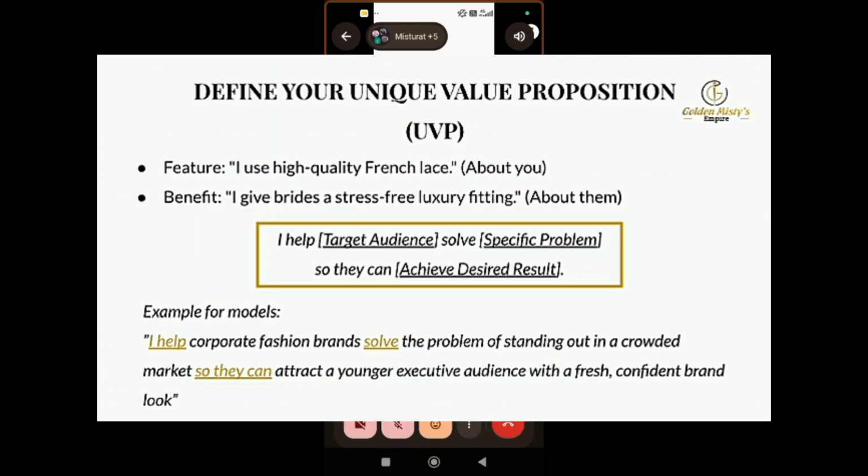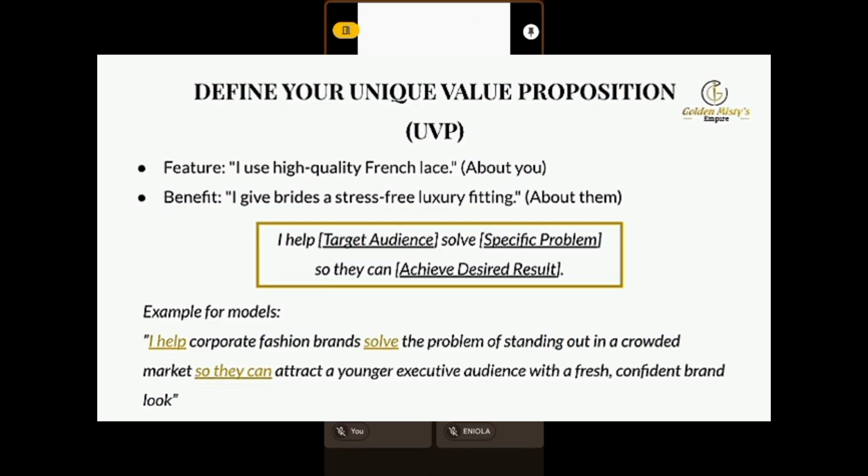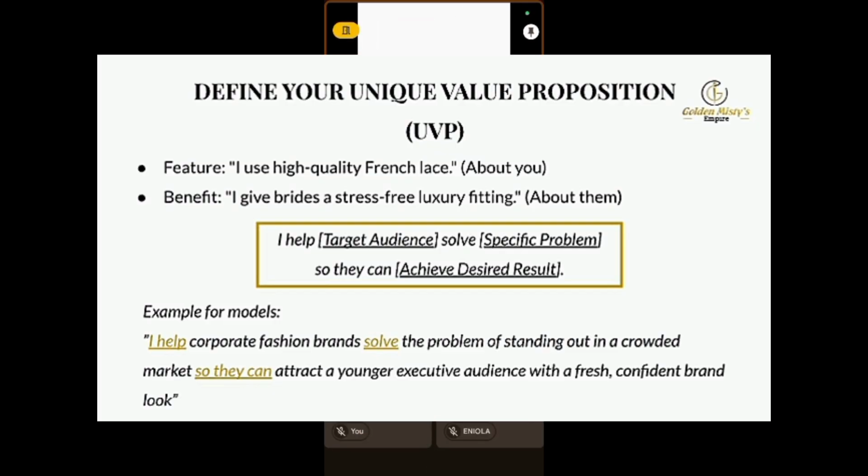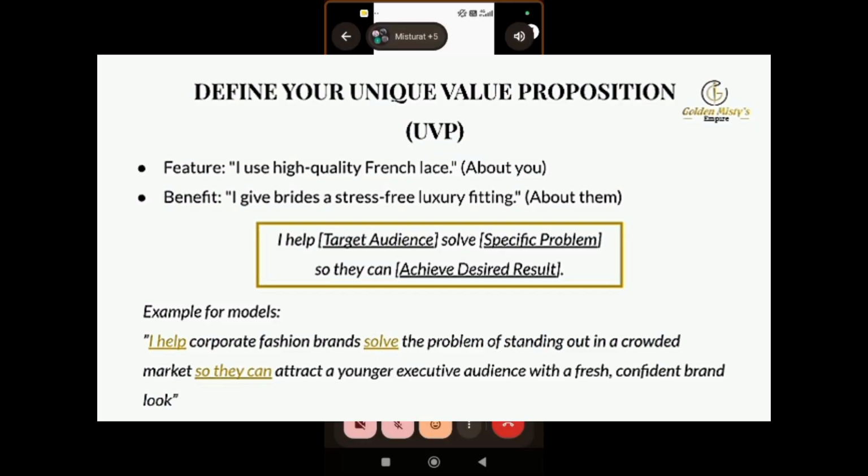I want you to drop your unique value proposition in chat using this formula. Let's just do a quick exercise. You don't need to overthink it, just give it a try. I help put your target audience, put the specific problem you help them solve so they can put the desired result, give them.